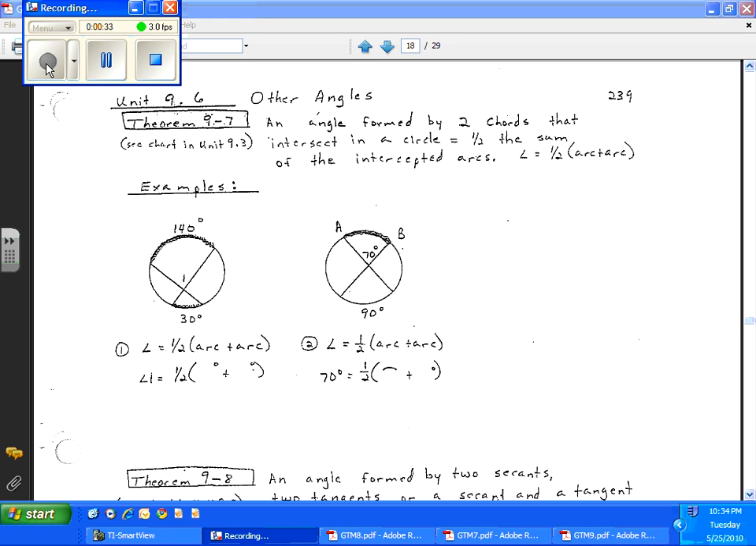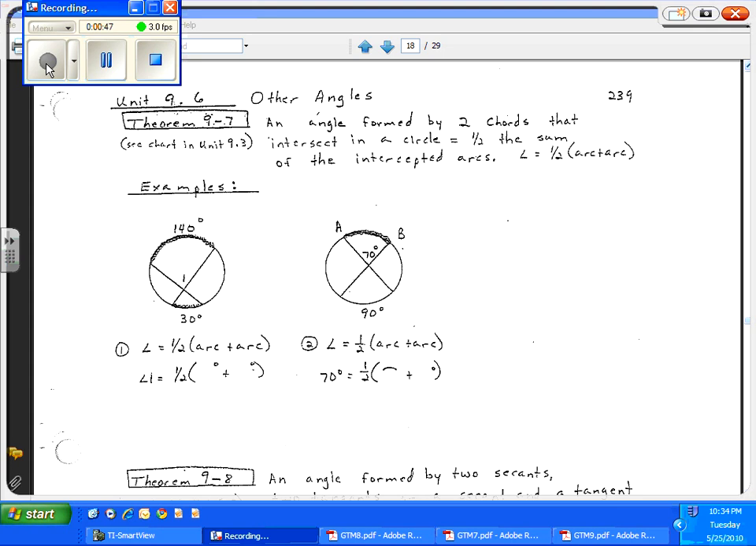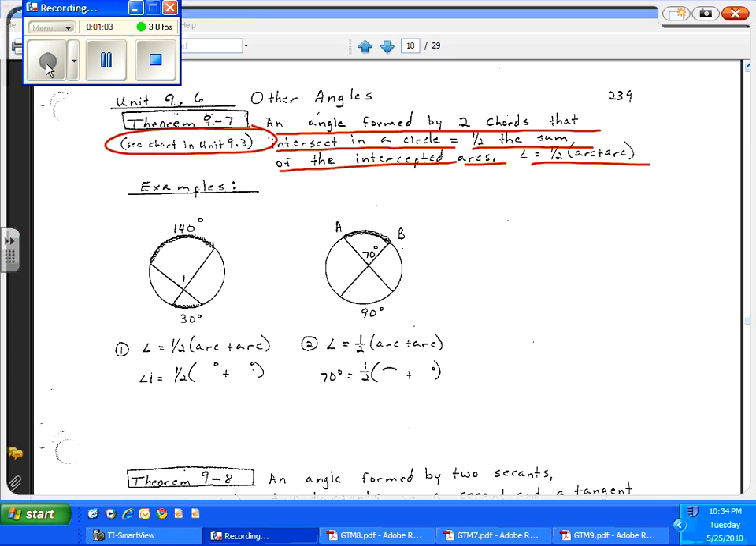Now we're going to deal with an angle whose vertex is in the circle but not the center, and angles whose vertex is outside the circle. Okay? First, an angle inside but not the center, Theorem 9-7. An angle formed by two chords that intersect in a circle is equal to 1/2 the sum of the intercepted arcs. And remember, there's a chart in Unit 9.3 that summarizes all these rules, okay?